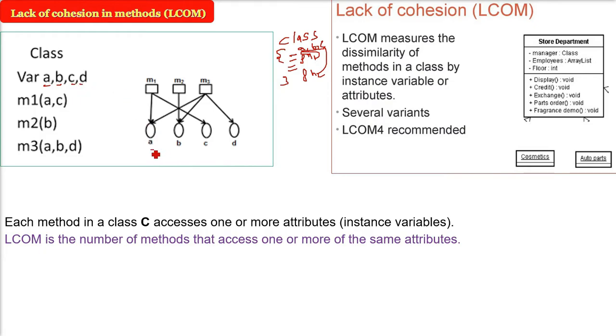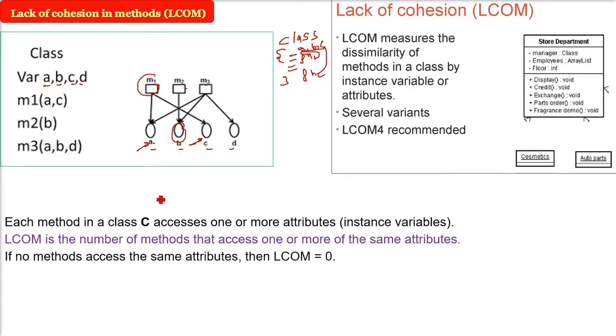For example, here variables A, B, C, D are given. Method 1 is accessing A and C. Method 2 is accessing B. Method 3 is accessing A, B and D. This is what I am talking about: the number of methods that access one or more of the same attribute, LCOM. Normally we talk about cohesion, but here we are talking about lack of cohesion. If no method accesses the same attribute, you are bound to have an LCOM value of 0. No one is accessing the same one.